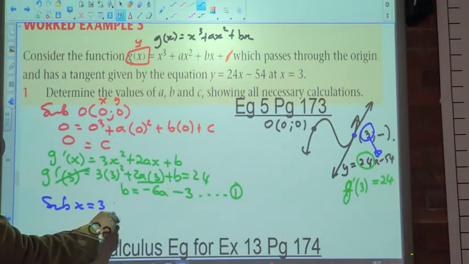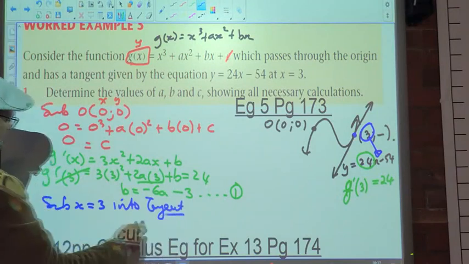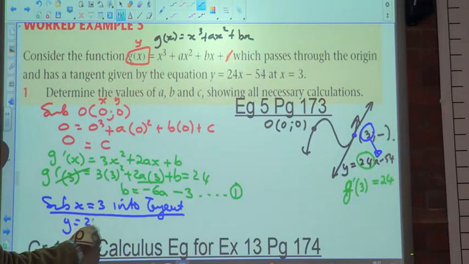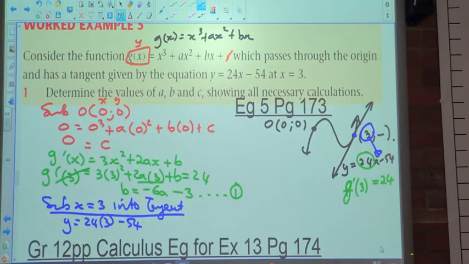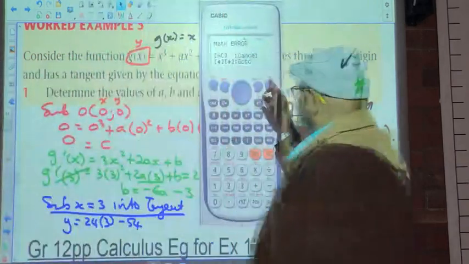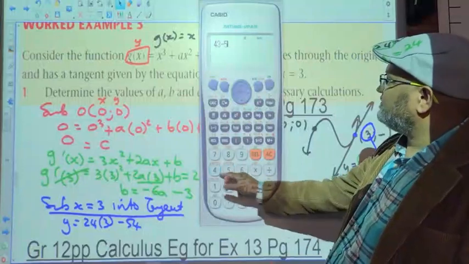Let's substitute x is equal to 3 into the tangent equation. So we have y is equal to 24 times 3 minus 54. What's 24 times 3? 72. No? 72 minus 54? Something like 18, I think. It will be nice if you guys take out the calculator. 24 times 3 minus 54.